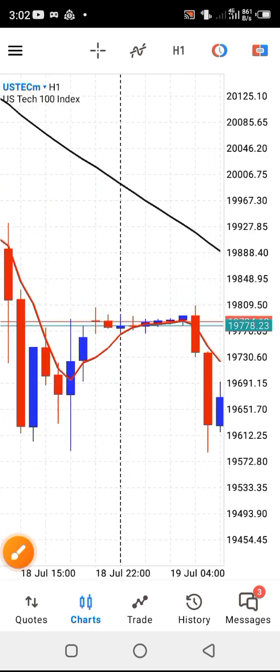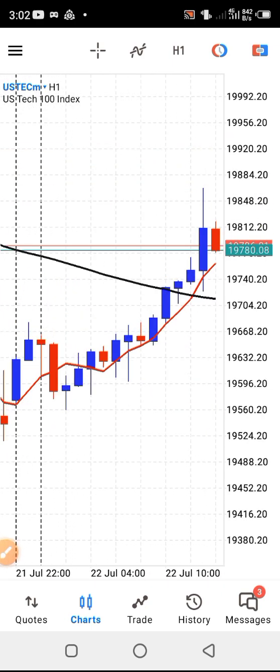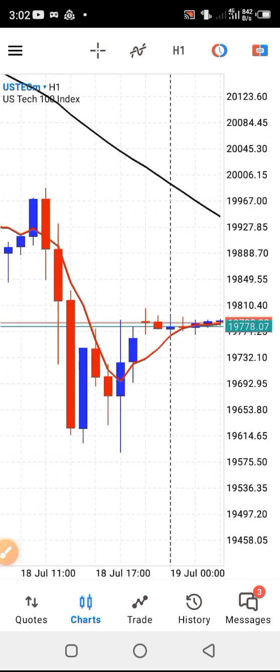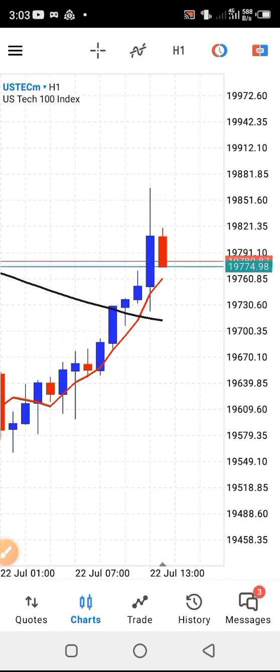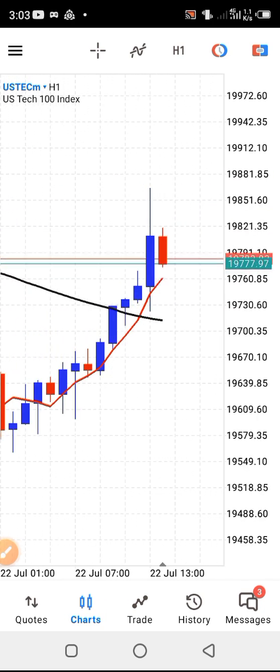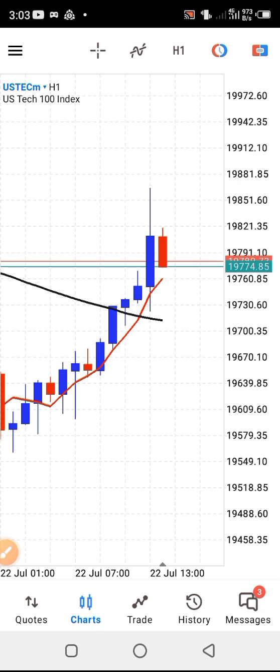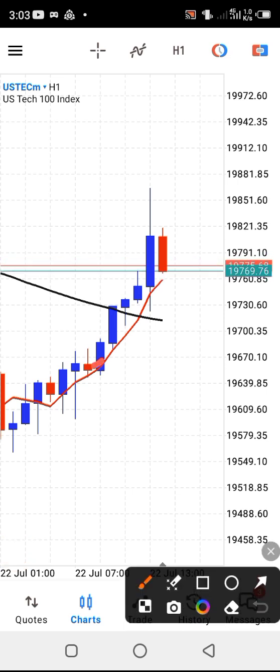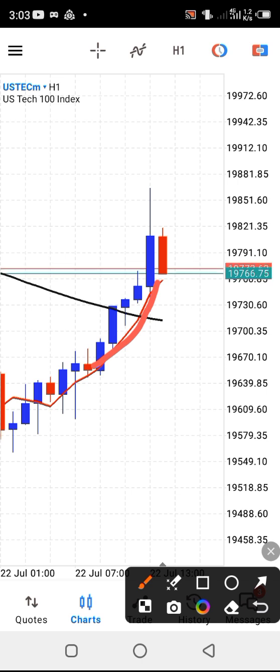So let's see if price is going to still cross in the upward direction. Man, this is massive. This is a massive trade. So this is current price action. This is where the price is currently. And what do you see happening, ladies and gentlemen? You can see the red has crossed over the black.